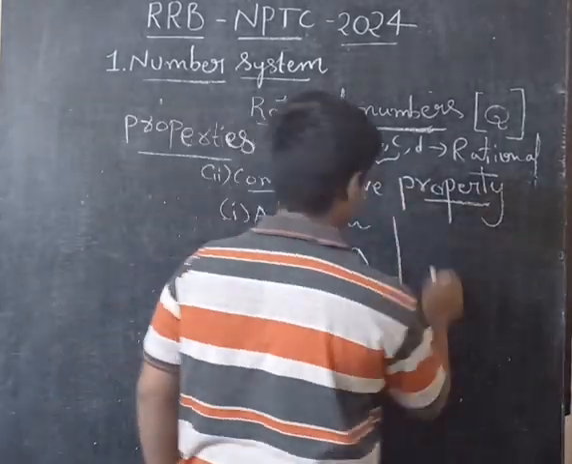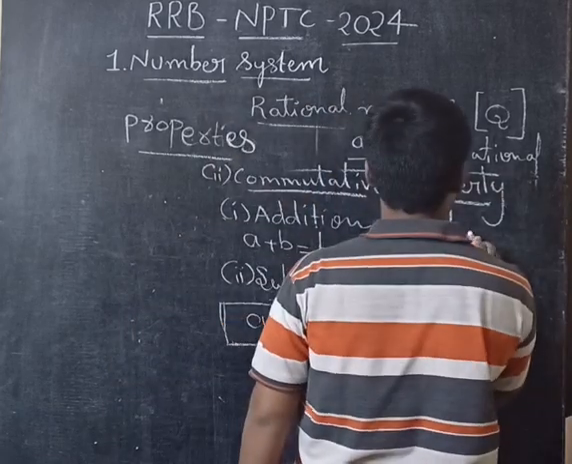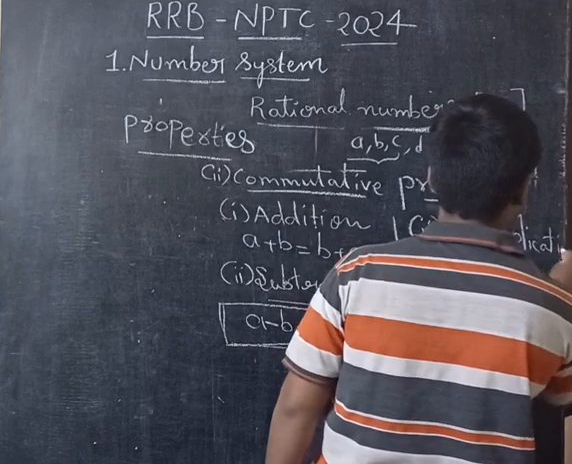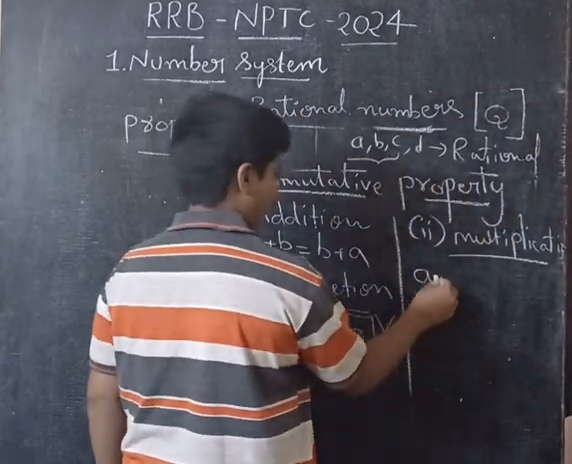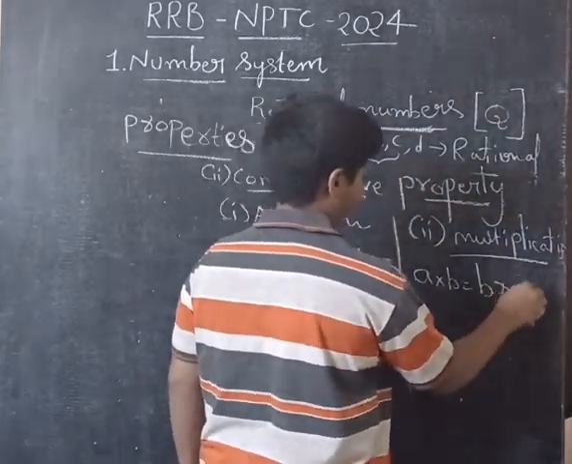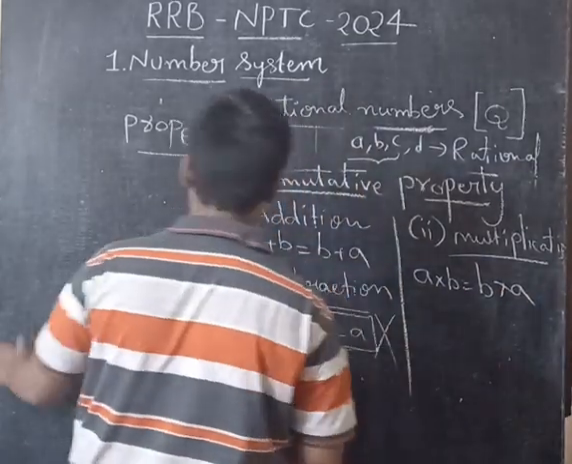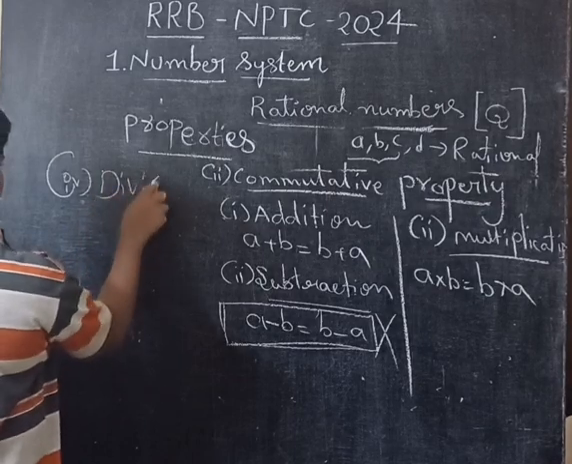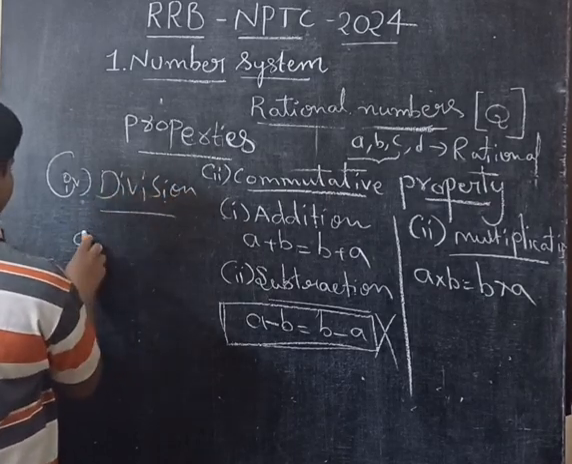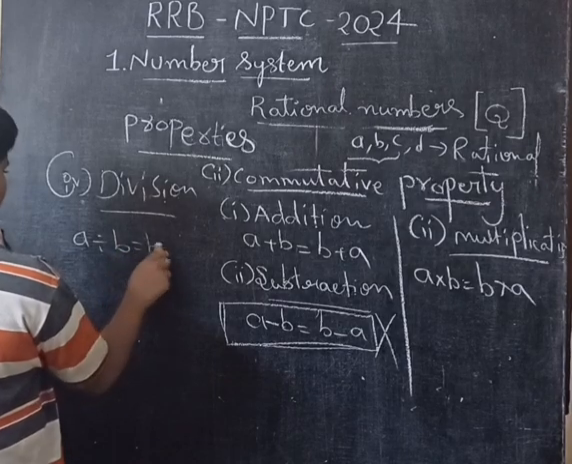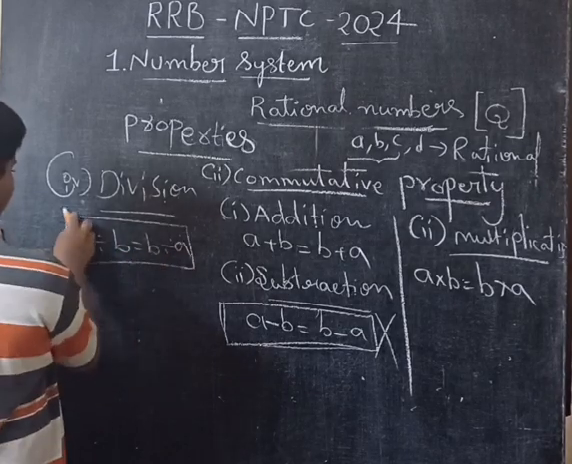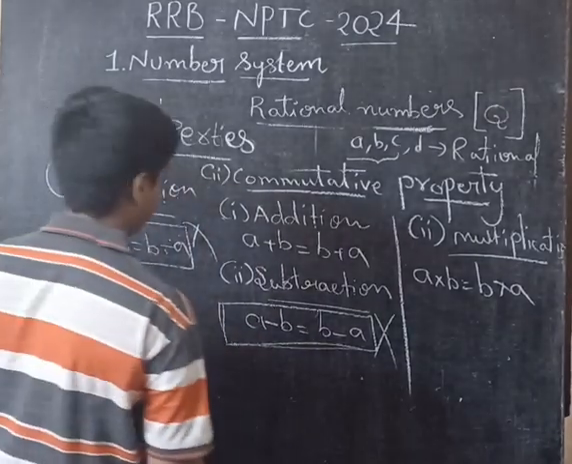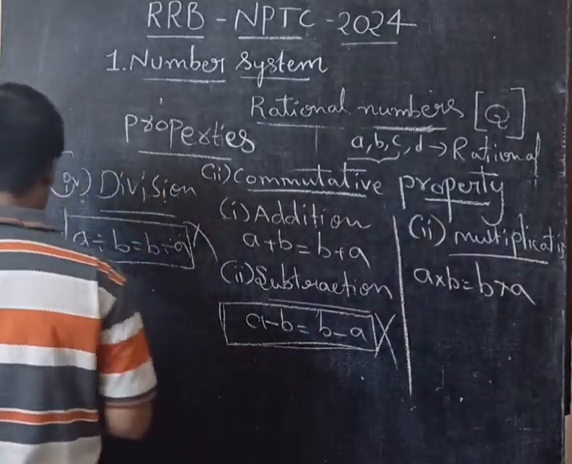And if we say multiplication, A into B also gives B into A. And the division, if you see division, A divided by B also gives B divided by A, but this is not satisfied. So this is the commutative property.